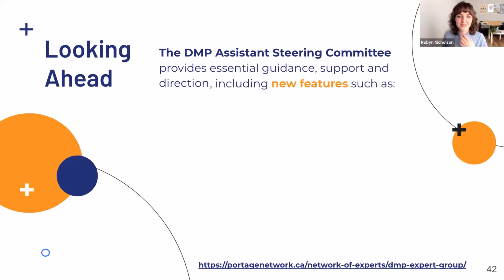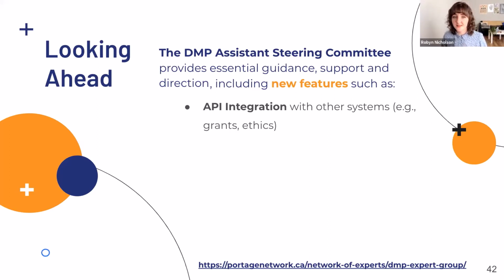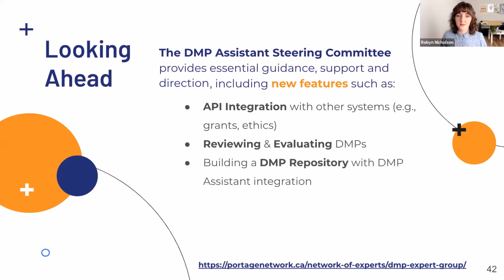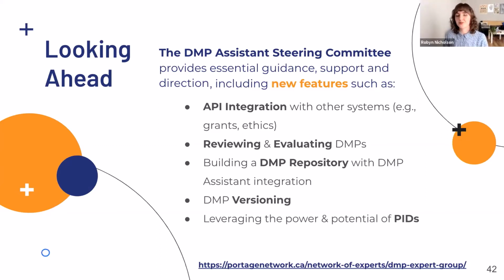Some of the new features that we're thinking about for the future include API integration with other systems, such as granting bodies, research ethics boards, and other use cases. Reviewing and evaluating DMPs. Building a DMP repository with DMP Assistant integration. DMP versioning, which is a big one. As well as leveraging the power and potential of PIDs, or persistent identifiers.